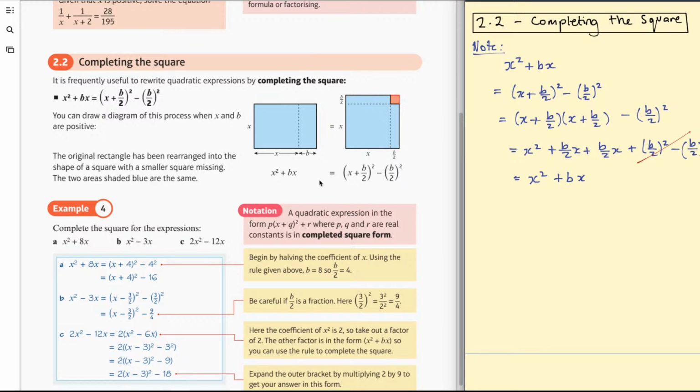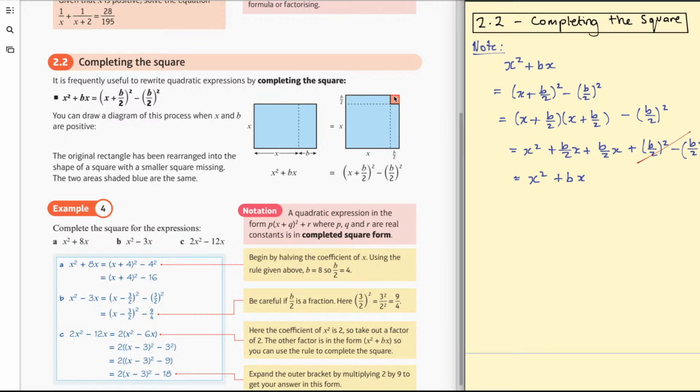And you can rearrange any rectangle into a square. That's the point here. So they've changed this rectangle into a square with side lengths of x plus b on 2 and x plus b on 2. And then the area now is x plus b on 2, all squared.